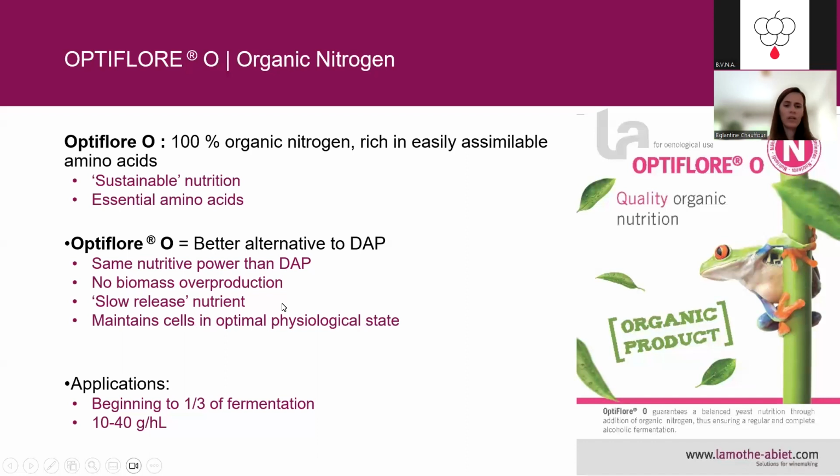The application, we usually recommend to use it at the beginning, but you have all the way until a third or even half fermentation to use it. And the classic dosage is 10 to 40 grams per hectoliter.